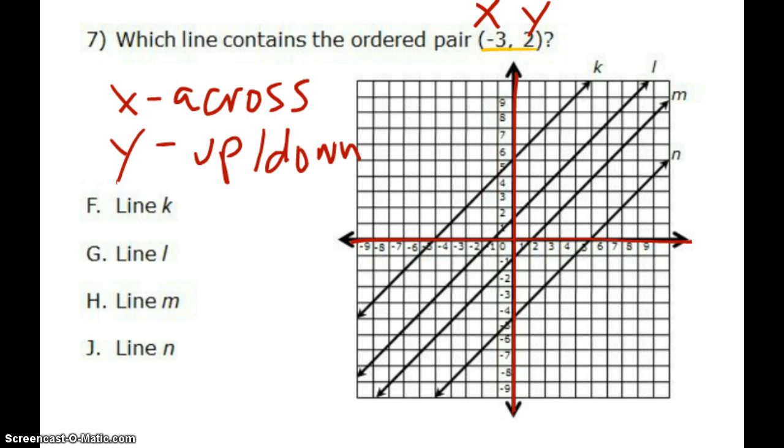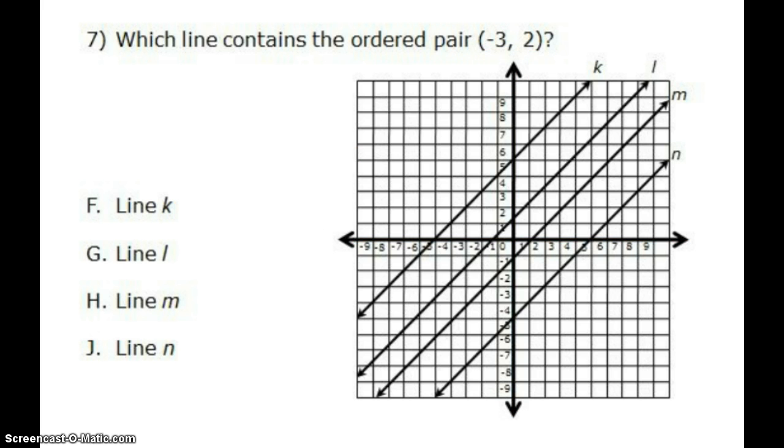These are also just number lines. So positive is to the right, negative is to the left, positive on the y is up, negative on the y is down. So negative 3, 2. Where do we always start? At the origin. Negative 3 tells me I need to move to the left. 1, 2, 3, and then up. 2 tells me, positive 2 tells me I need to go up 1, 2. So which line contains this point? Line K.